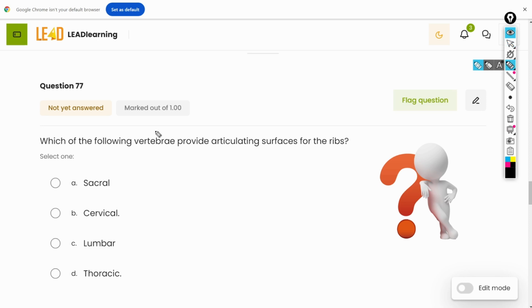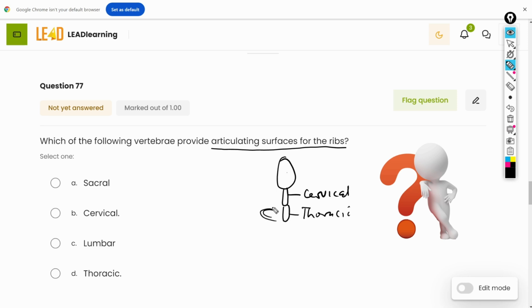Question 77. Which of the following vertebra provides articulating surfaces for the ribs? The surface for the ribs to attach to. So if we look at this, if this is the skull, the first set of vertebra is the cervical vertebra. This one supports the neck. The next set of vertebra is the thoracic vertebra. The thoracic vertebra provides an articulating surface for the ribs towards the back now, because towards the front, the ribs are attached to the sternum or the breastbone. So to the back, the thoracic vertebra provides an articulating surface for the ribs.